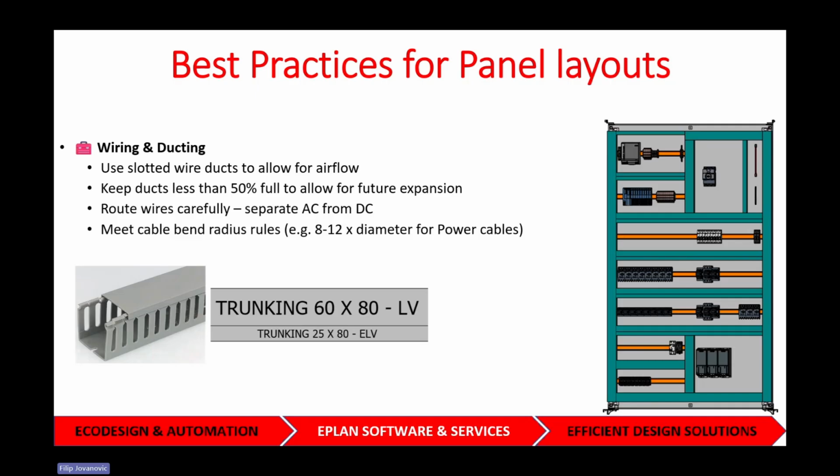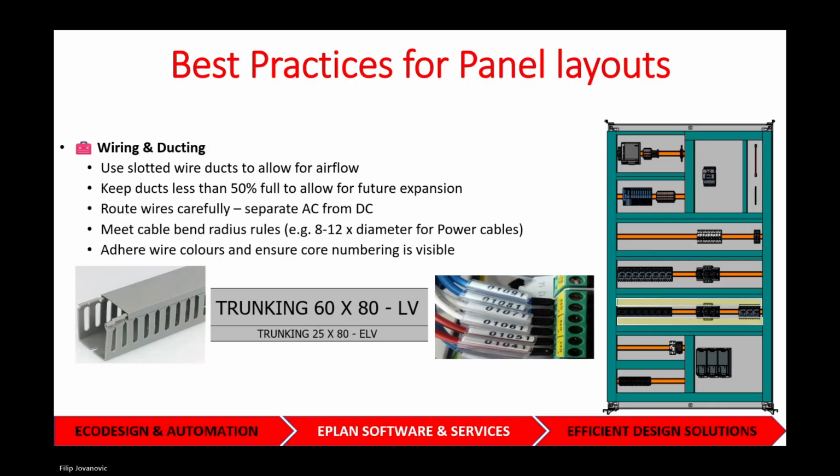And of course, it's not just power cables you have to consider. You also have to consider Ethernet cables, for example. They will have a factor of 4 and others. And on the topic of wires, you also want to keep wire colors consistent. And you want to make sure that whatever wire numbers you use, that they are visible and you can see them. So to make them visible, typically we have 50 mm spacing from the components to the trunking above and below. And that just gives us some space so you can see them.